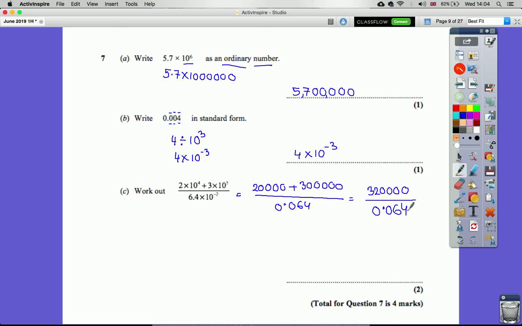Which is 5 million. Your answer is going to be 5 million. Note here they haven't asked you to write the answer in standard form. It says just work out, so you leave your answer as 5 million.